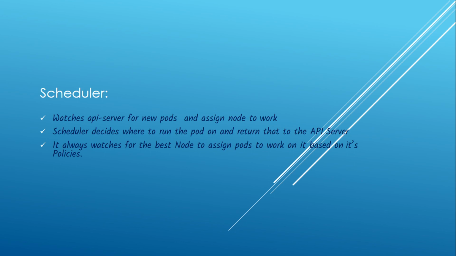Okay, the scheduler's job is this: it always watches for the best node to assign pods to, based on its policies. The scheduler has inbuilt default policies to identify the best node to deploy this pod, to delegate this pod to the best node. This is what the scheduler does in Kubernetes.